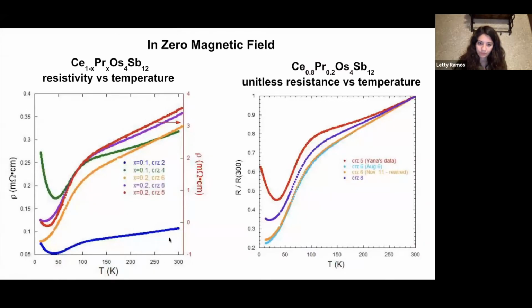On the left, we have all 5 samples in resistivity versus temperature. As you can see, the CRZ5 was scaled differently because its resistivity was much larger than the rest of them. We think this is due to a crack inside of the crystal, so the geometry could not be accurately determined from macroscopic measurements. On the right, we have the unitless resistance versus temperature for only the 20% sample. We measured one of the crystals twice after rewiring it because we could never find a minimum for this sample, and the minimums for the other 2 samples were quite inconsistent, unlike the 10% samples, which had a minimum at roughly the same point, about 41 Kelvin.